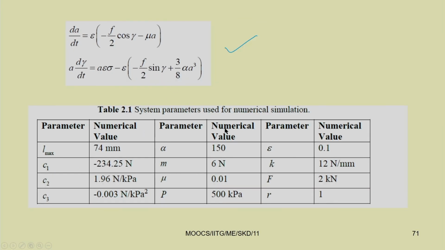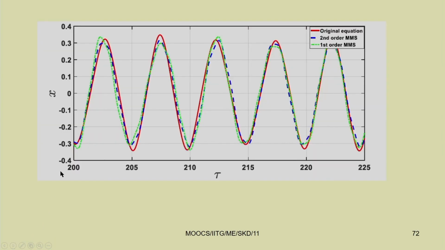These are the numerical parameters. Actually, this work has been done by my PhD student Mr. Bhavan Kalida. If you take these numerical values, you can plot the original equation by solving the original differential equation, then second order MMS and first order MMS. You can see the second order MMS is giving slightly closer results to the numerical solution you have obtained.